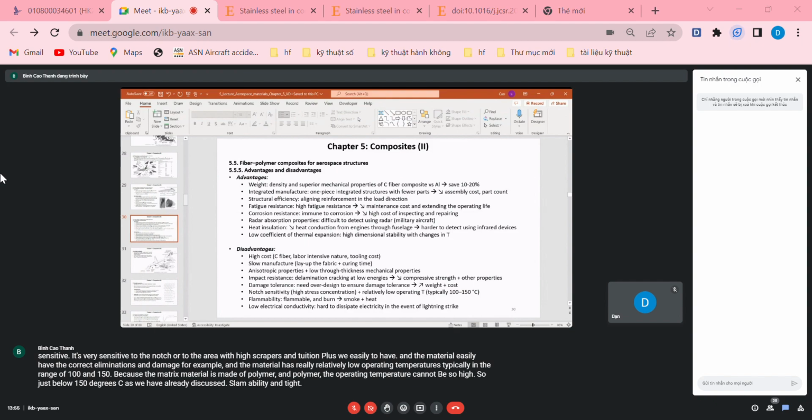Flammability. Fiber polymer composite can be burned, and during the burning process, it creates smoke together with heat. So it's quite dangerous. For example, if there is a burning accident, humans can die because of smoke before they die because of heat, because of high temperatures.